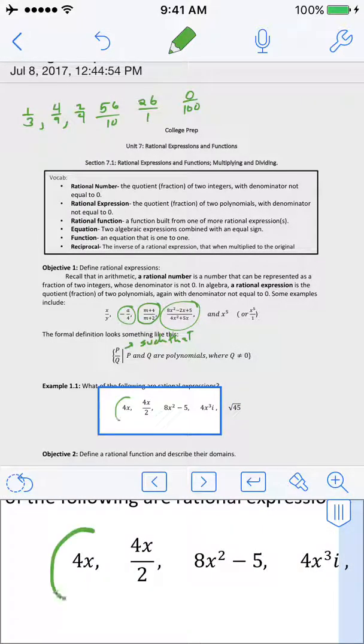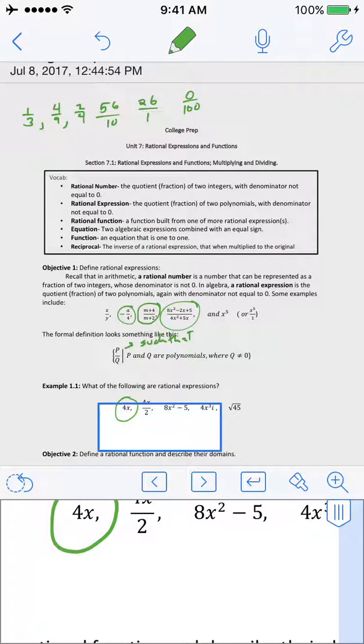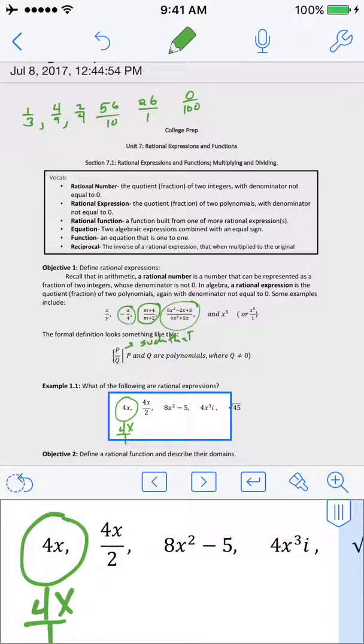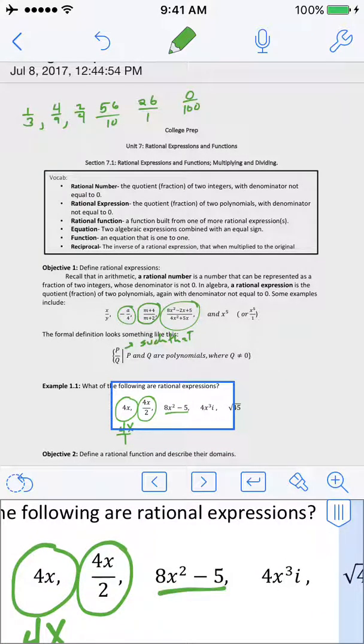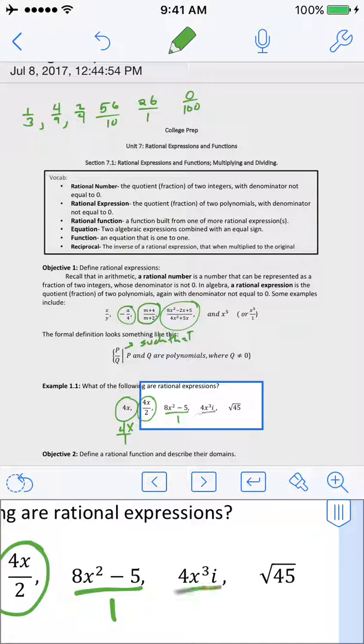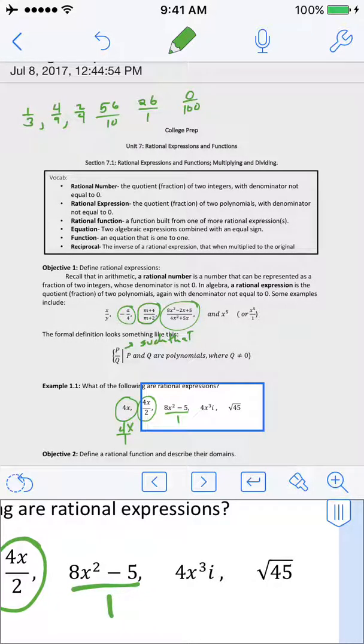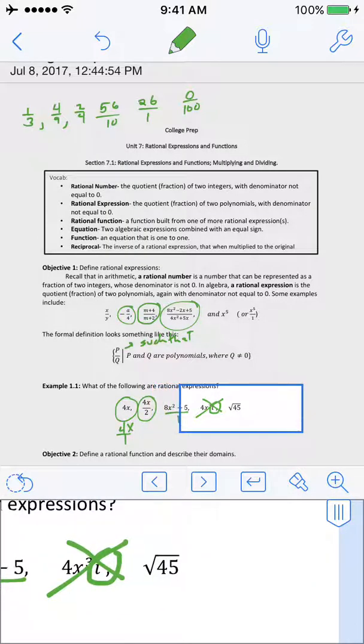Well, that would be a rational. We talked about that, right? That's 4x over 1. 4x over 2, definitely a rational expression. This one's also a rational expression, over 1. This one's also a rational expression, over 1. Oh, hold on. Just kidding. Not that one. We'll talk about this more at the end of Chapter 8. But this right here, excuse me, is an imaginary number. It is not real. Rationals do have to be real. So this would not be a rational expression.